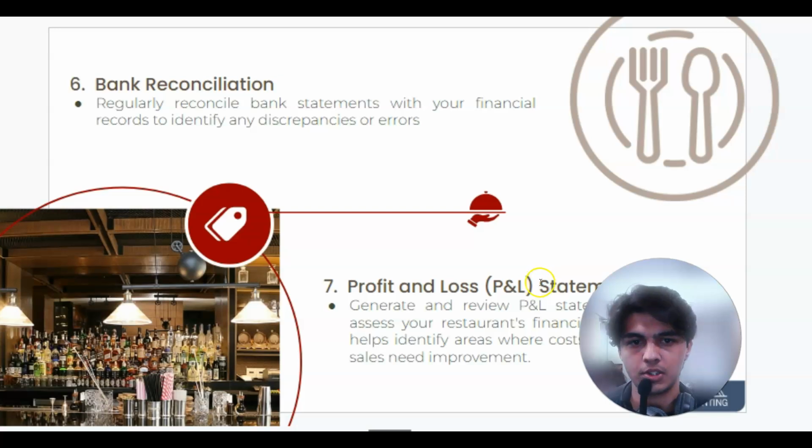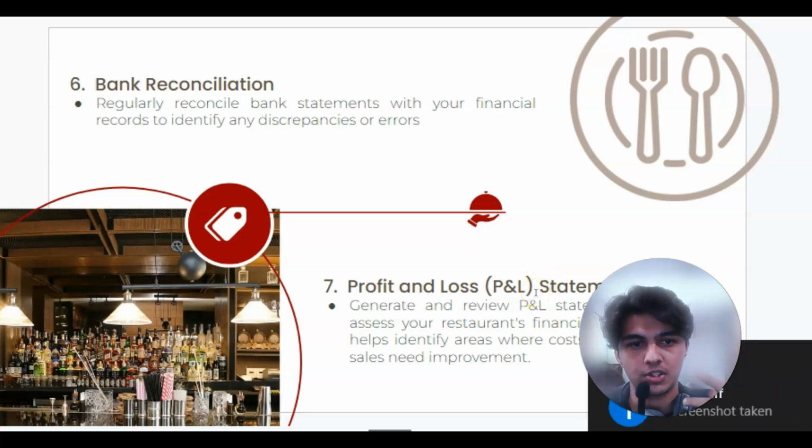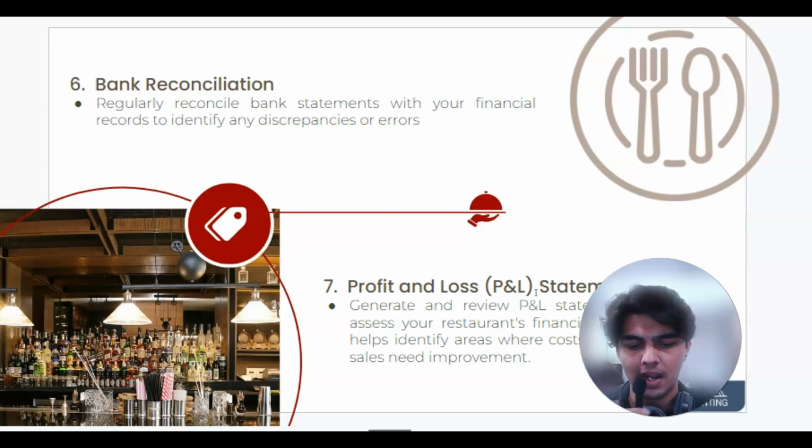Next is profit and loss statement. In profit and loss statement, you will need to generate and review your profit and loss statements regularly to see the financial growth of your business, how much your business has been growing, and it will help you to identify the areas where it needs improvement. So the profit and loss statement will help you out in this.